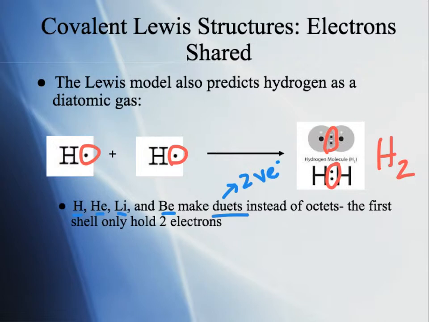Those four are smaller atoms, and so they cannot hold 8 valence electrons. If you look at their quantum mechanical shell structure, hydrogen and helium only have the one s. Lithium and beryllium have the 1s filled, and they have a 2s as well, but they're going to be losing those two valence electrons when they make a bond. If you lose those two, all you've got left is two in that valence shell. So these are going to be making duets instead of octets.